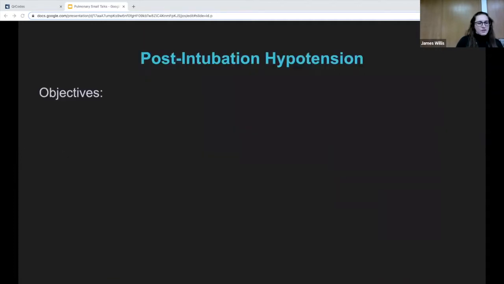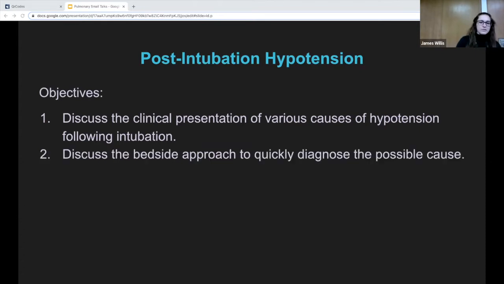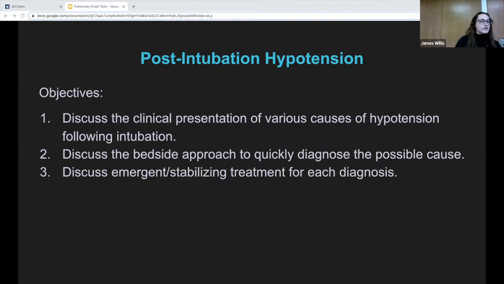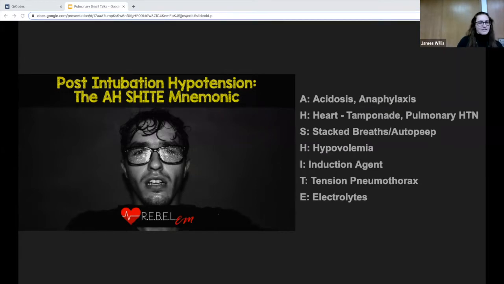Our objectives, like I said, are to discuss a little bit of the clinical presentation and a quick bedside approach to diagnose the possible cause, as well as some emergent or stabilizing treatment for each of these diagnoses. Rebel EM has a good mnemonic if you're a mnemonic type of person, an OSHITE mnemonic. Here is a list of them, and we'll go through each of them briefly. Again, when you intubate someone, hopefully you have a decent amount of history to gauge what might be going on, but unfortunately we're not always that lucky.